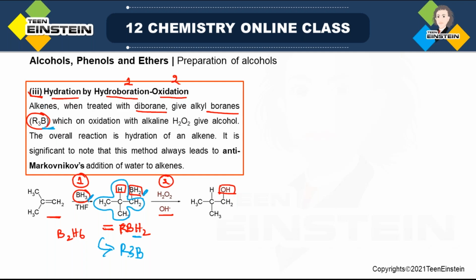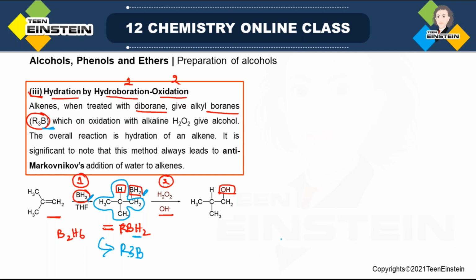So this R3B, which is formed at first, is known as alkyl borane. This is now undergoing oxidation. Medium is alkaline, and the reagent that we are using for oxidation is H2O2, and finally we are getting alcohol. So overall reaction is hydration of alkene. Individually, if you see, it is first hydroboration and then oxidation, but overall reaction is hydration.